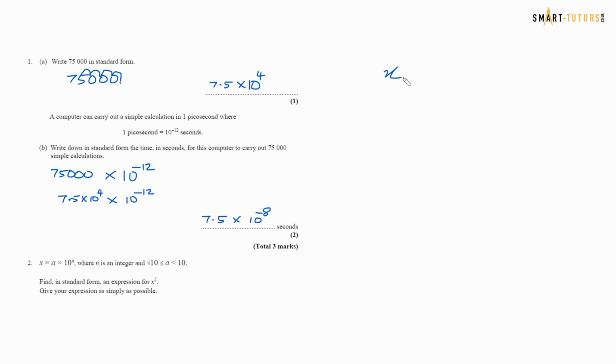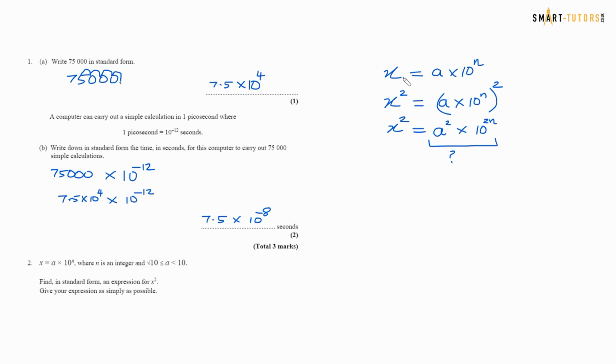So x equals a times 10 to the power n. So x squared means a times 10 to the power n, whole thing squared. So this 2 belongs to a as well as the 10 to the power n. So a squared times 10 to the power 2n. That is x squared, but we are not sure whether this is in standard form or not.